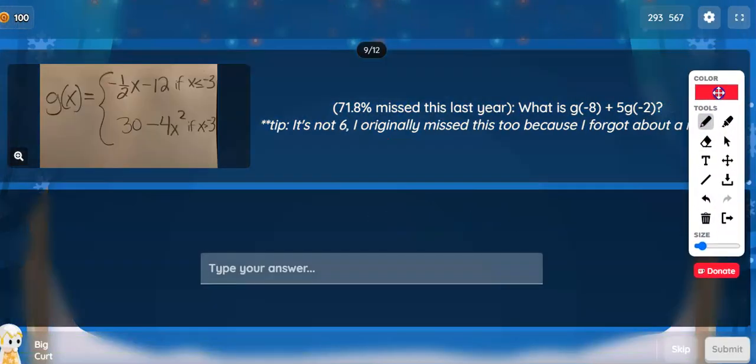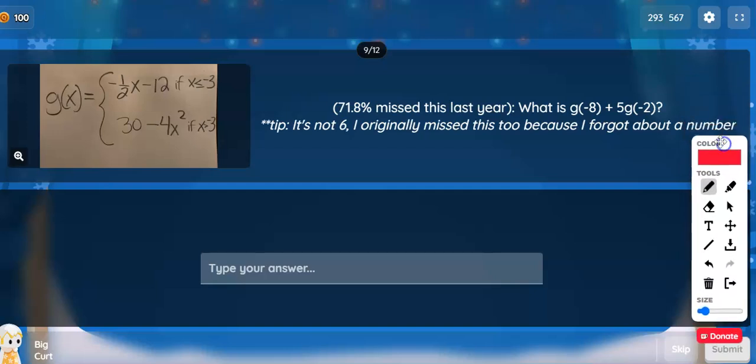So here's why, again, on a review question, 71.8% missed this a couple semesters ago. Maybe it's been better since I've been including this and started making these most missed questions. Gotta do g of negative 8. Negative 8 fits on this line because negative 8 is less than or equal to negative 3. So we plug in negative 8 right here. Negative a half times negative 8 is 4, and 4 minus 12 is, ironically, negative 8.